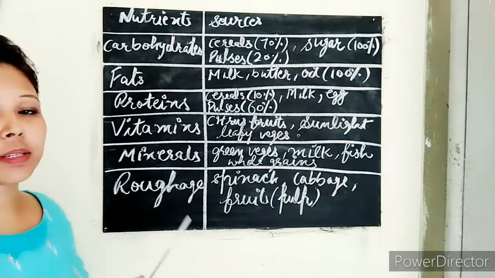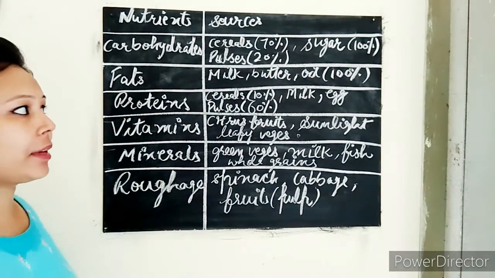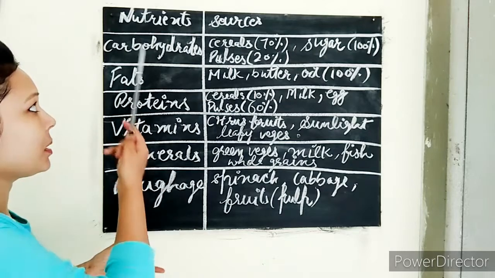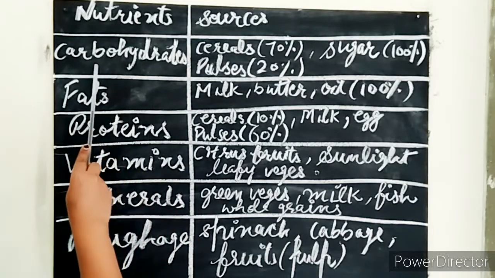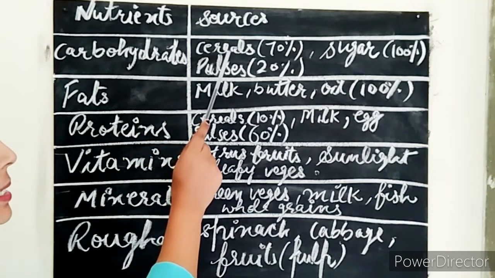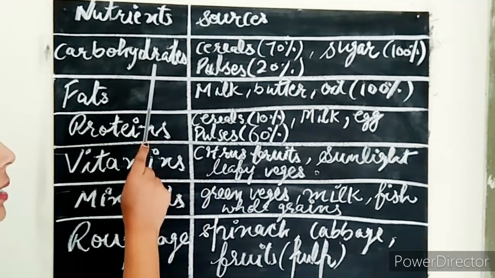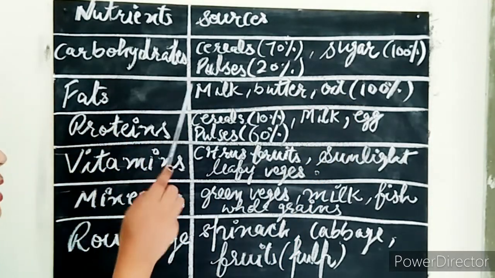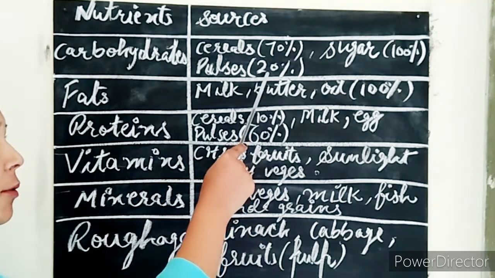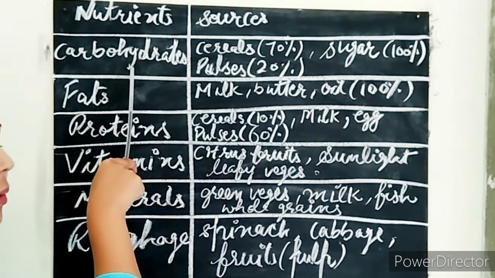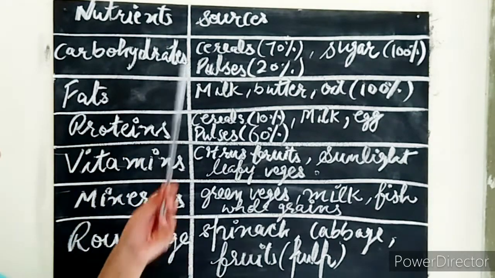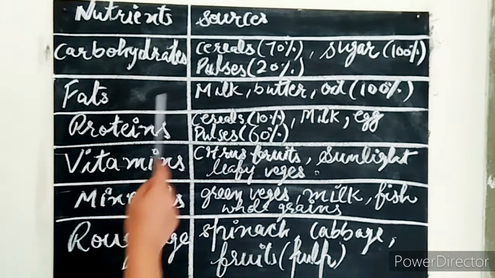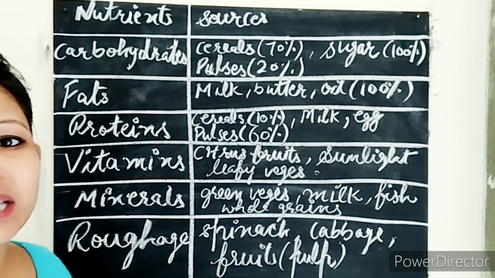Okay, here are some nutrients and the sources from where we can get them, with the percentage of that particular nutrient in that source. So first of all we have carbohydrates. Cereals are 70% carbohydrates. Okay, and sugar is 100% carbohydrates. But if we talk about pulses, only 20% of pulses contain carbohydrates. And the next one we have fats: milk, butter and oil. It's 100% fats.